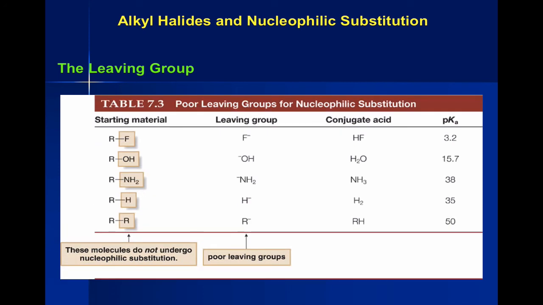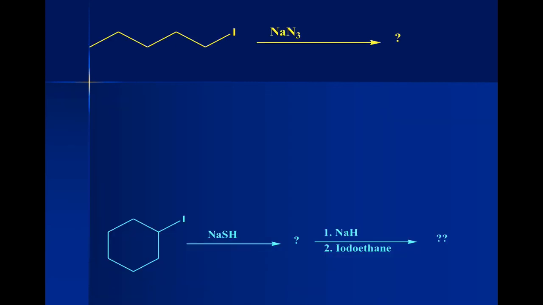Now, if you look at here, alkyl fluorides, fluoride is the leaving group, the conjugate acid is HF, it's actually a weak acid. And so again, that means that fluoride's a relatively good base, and so it's actually a poor leaving group. Fluoride is not a good leaving group under most conditions. Nor is hydroxide, nor is NH2-, nor is H-, nor is carbon-. All of these are actually considered to be poor leaving groups. But chloride, bromide, and iodide are actually quite good leaving groups.